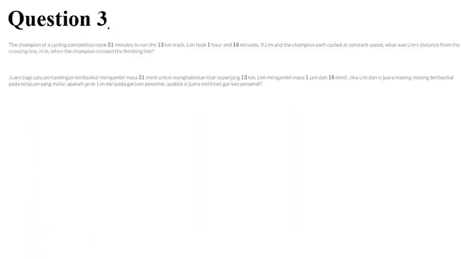Okay. In my order, let's solve question number 3. The champion of a cycling competition took 51 minutes to run the 13-kilometer track. Lim took 1 hour and 18 minutes. They cycled with constant speed. What was Lim's distance from the finishing line in meters when the champion crossed the finishing line?